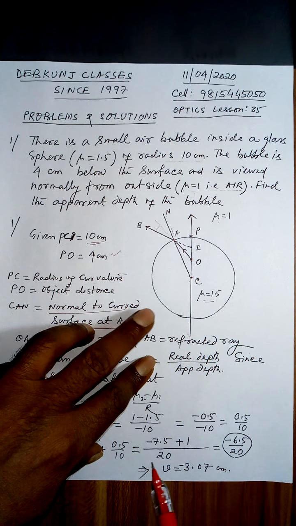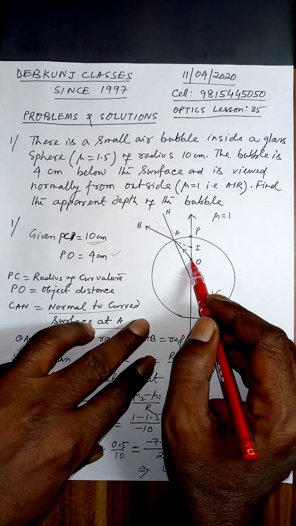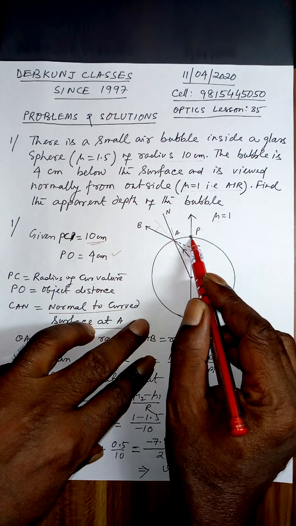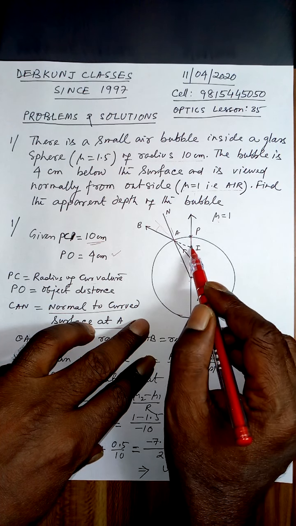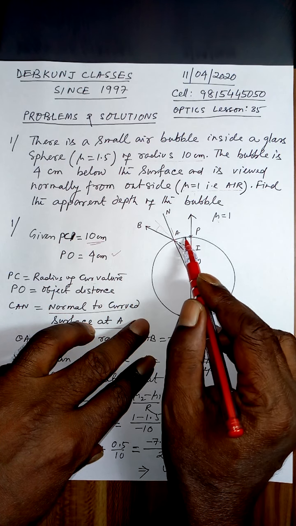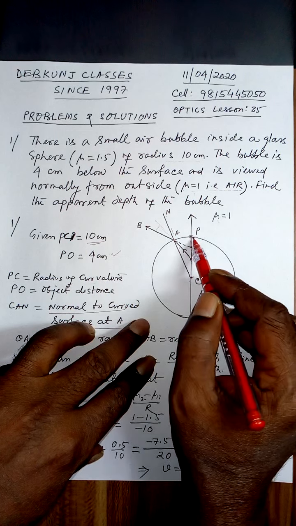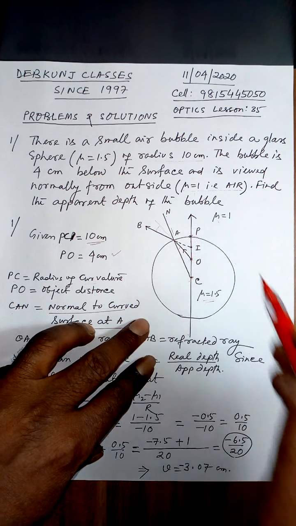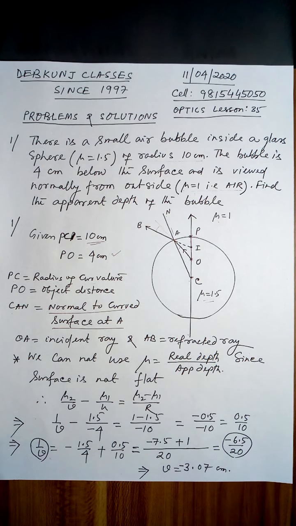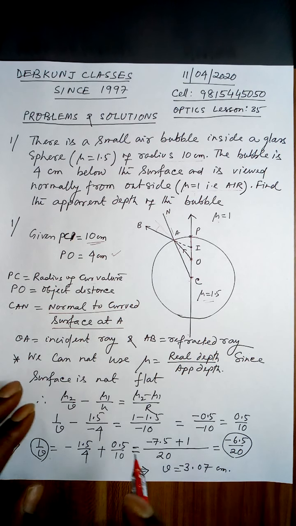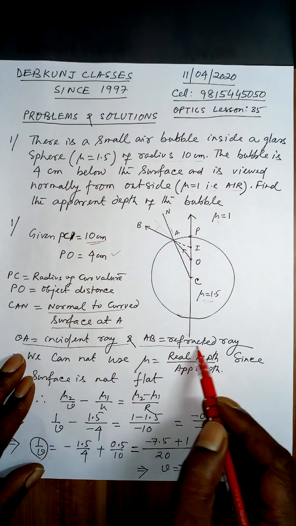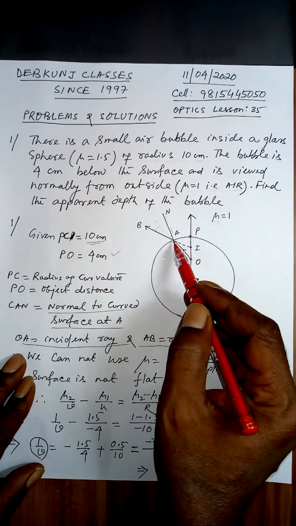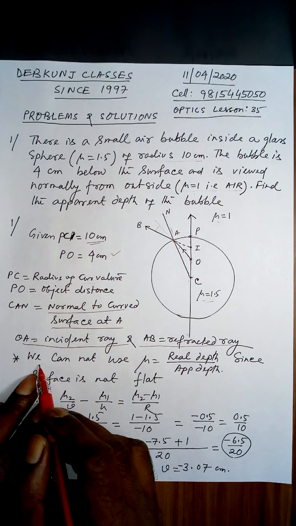This is one ray. And the second ray, which is traveling like this from the object, at this point hits the surface normally. So it goes undeviated. That was explained in earlier lectures. A ray normal to the surface goes undeviated, not refracted. OA is the incident ray and AV is the refracted ray.